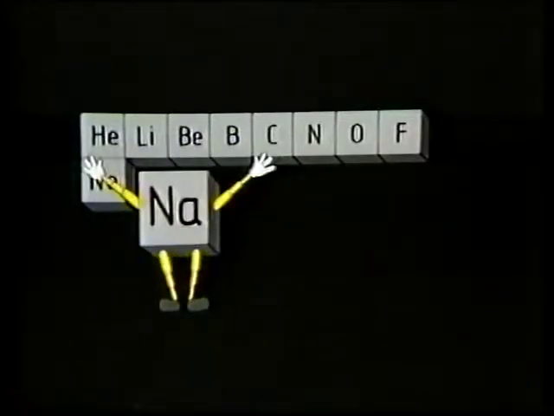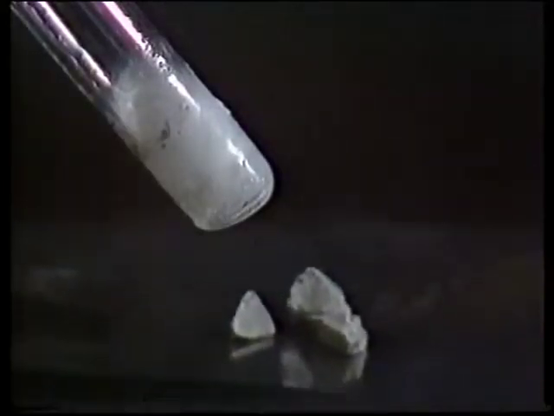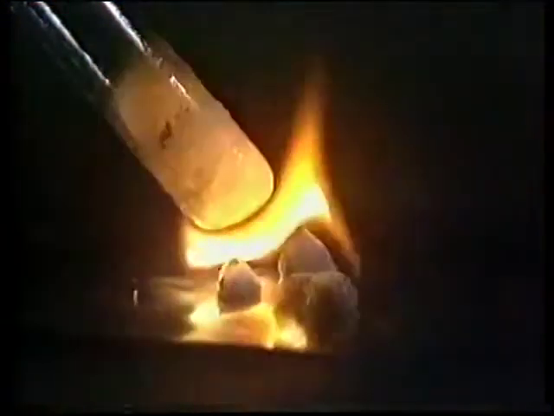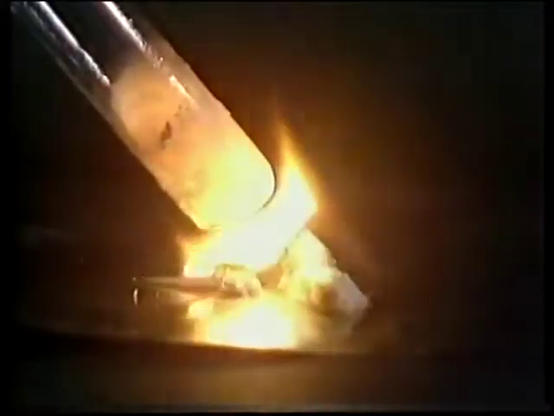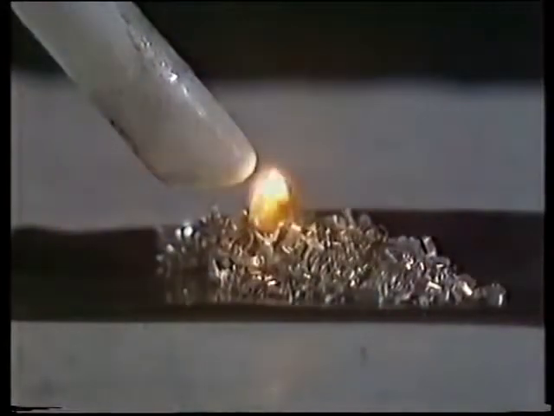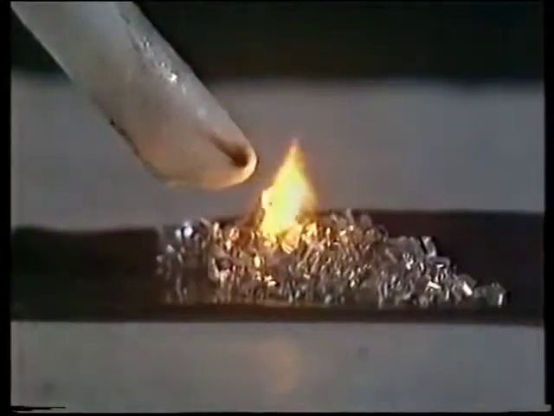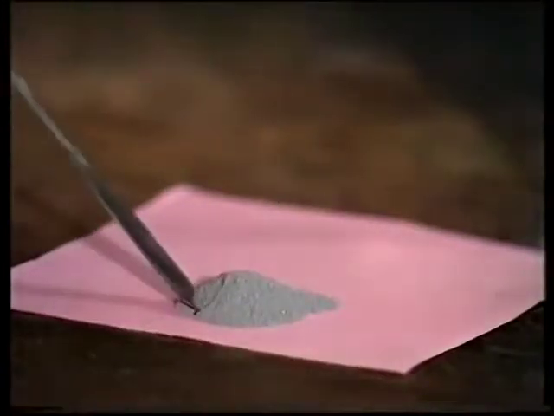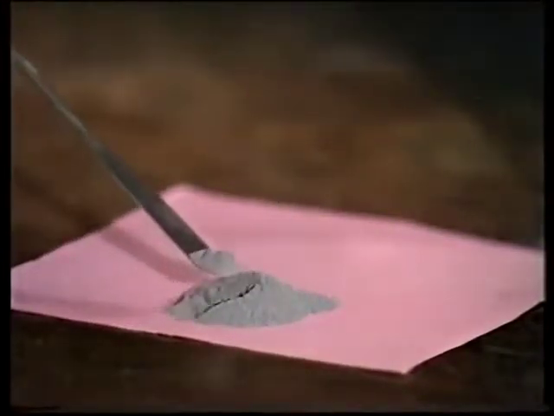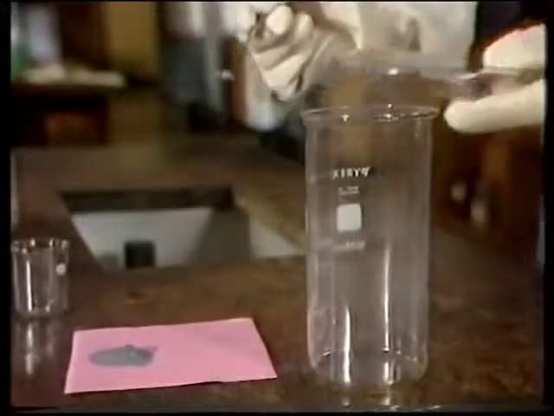The next element is sodium. Fluorine gas is delivered through the tube on the left. See how violent the reaction is. We'll react magnesium in the same way. Now for aluminium. This time, we'll tip aluminium powder into a jar of fluorine gas.